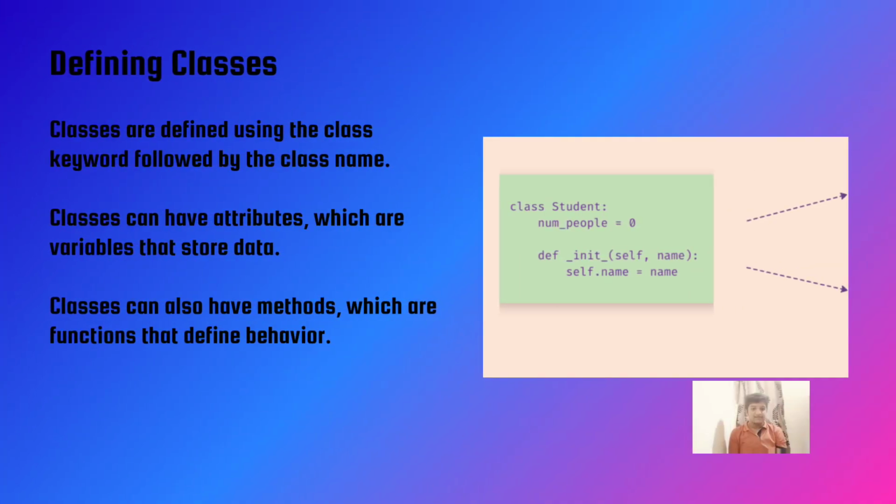Defining a class. Classes are defined using the class keyword followed by the class name. Classes can have attributes, which are variables that store data. Classes can also have methods, which are functions that define their behavior.